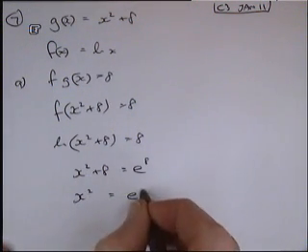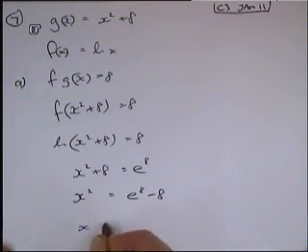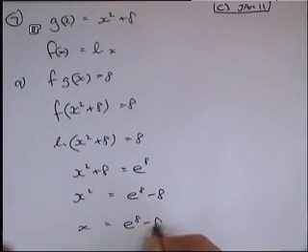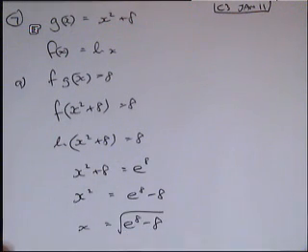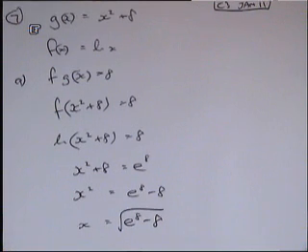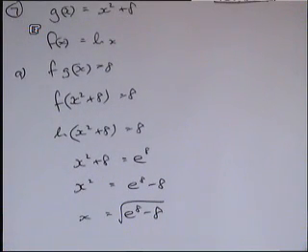So x squared will be e to the 8 minus 8, so x will be the positive square root of that. E to the power of 8 minus 8, square rooted. So that's the first part of that question.